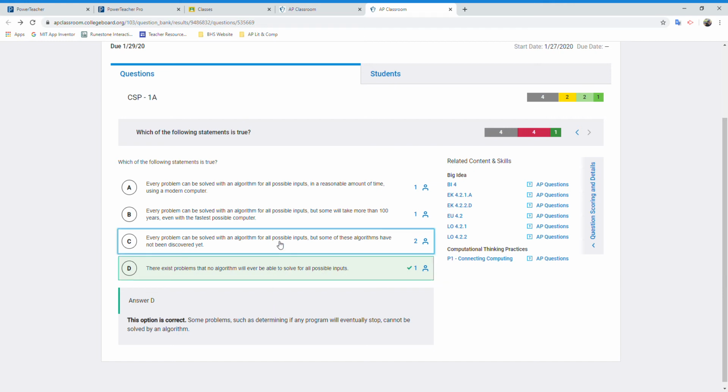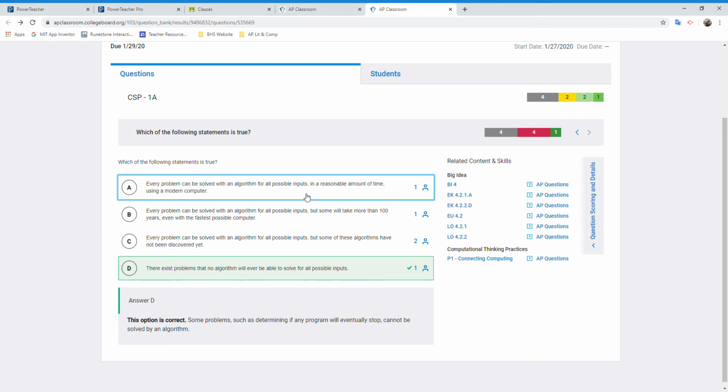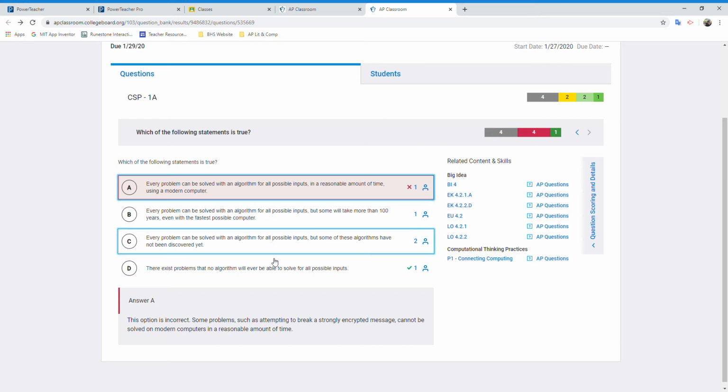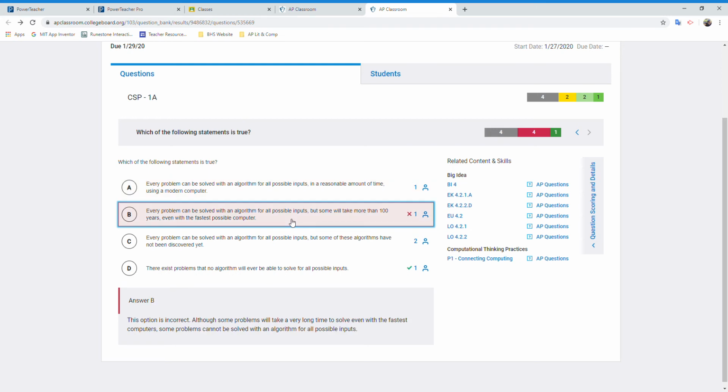If that's the premise, then let's look at why the other three are untrue. This is going to be important because you're going to get variations on this question in the exam. A says every problem can be solved in a reasonable amount of time using a modern computer. That's saying the technology is up to speed. Well, it's saying the technology will never be completely up to speed.